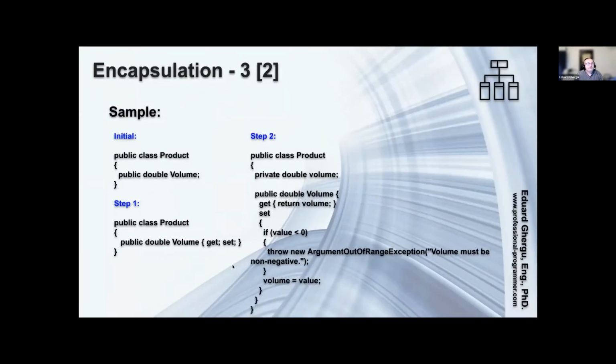And here it's a small sample. If we have a product with a field, a member variable, volume, as we can see, it's public, so it can be accessed from outside, and there is no control possible to be applied over the change. So anyone that gets an instance of a product can change the volume in the way that they want.